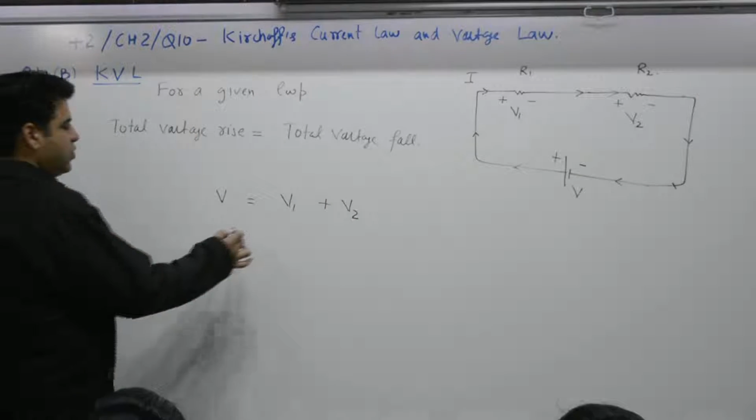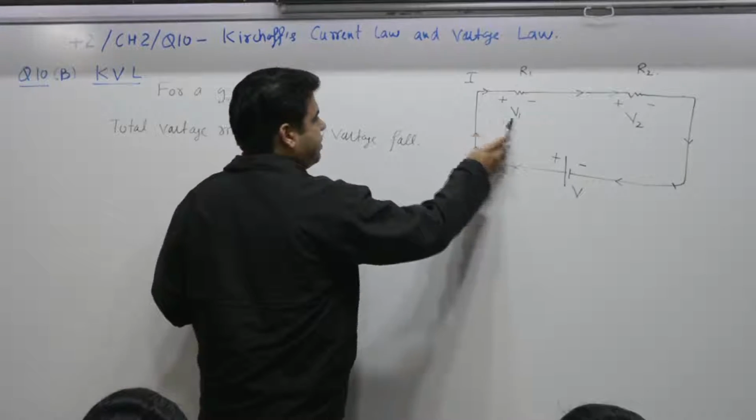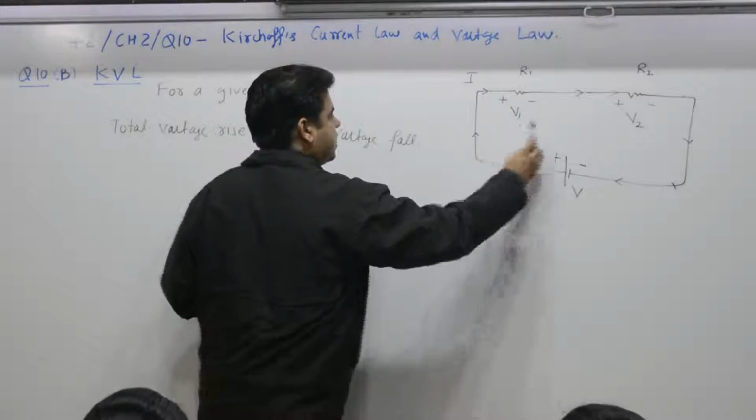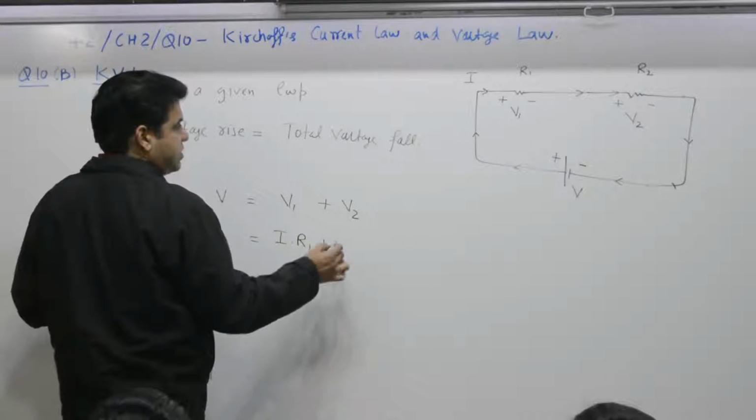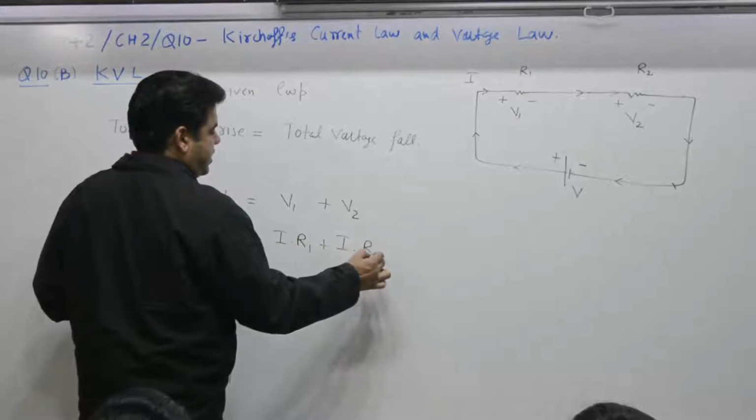If you want to write in terms of I, V1 is equal to what? Ohm's law for this part. V1 is equal to I into R1. V2 is equal to what? I into R2.